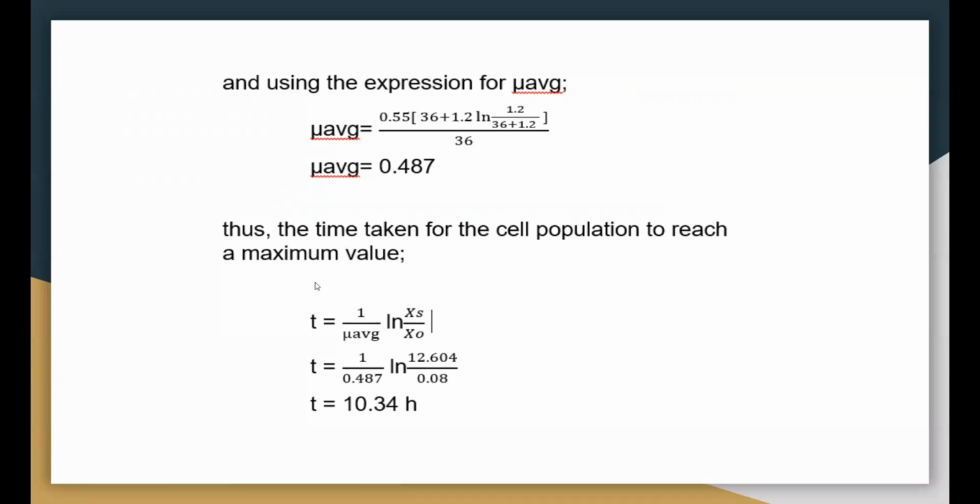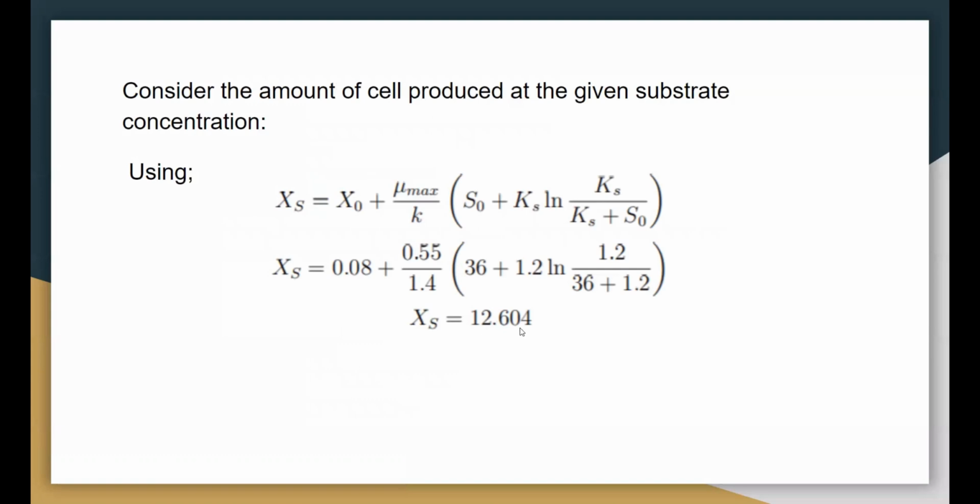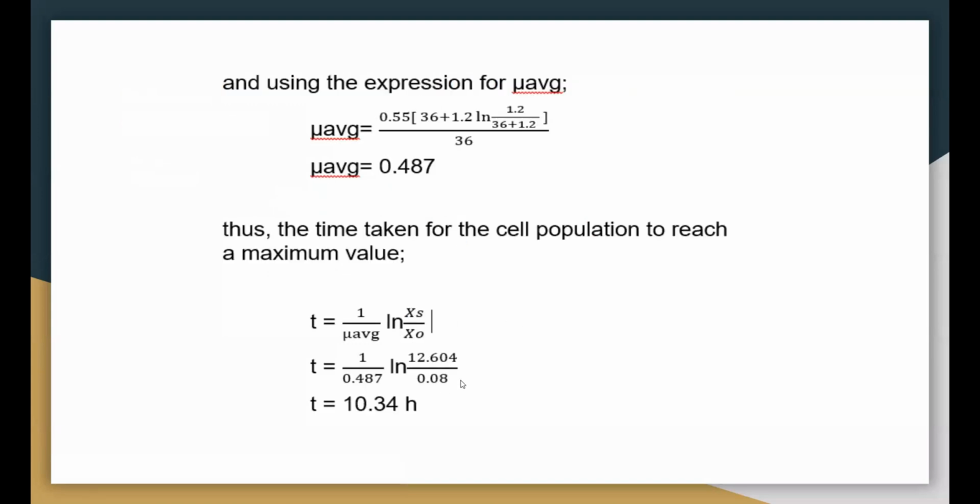After we got the value of the average specific growth rate, we can get the maximum time, which is t equals 1 over the average specific growth rate times ln xs over x0. So we just use the values: 0.487, xs which we just got from this one, 12.604, and x0 from the question, which is 0.08, the initial cell concentration. Then we will settle it, and we get t equal to 10.34 hours. So that is the maximum time for the bacteria to reach the maximum growth. This is the time.